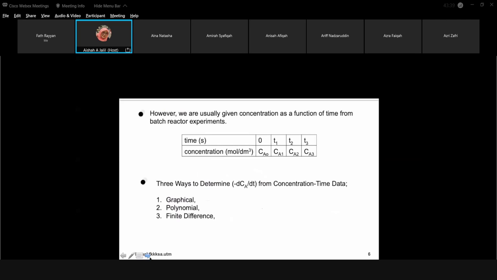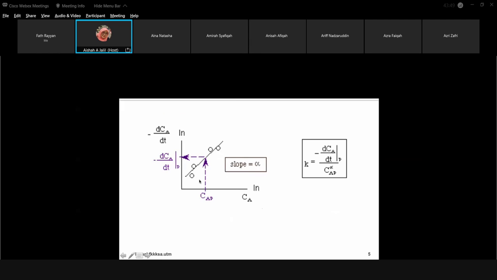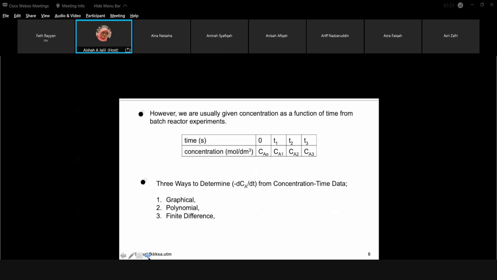However, we are usually given concentration. Usually they give you concentration. You have to know the unit. If you do not know the unit, trouble lah. Concentration as a function of time.